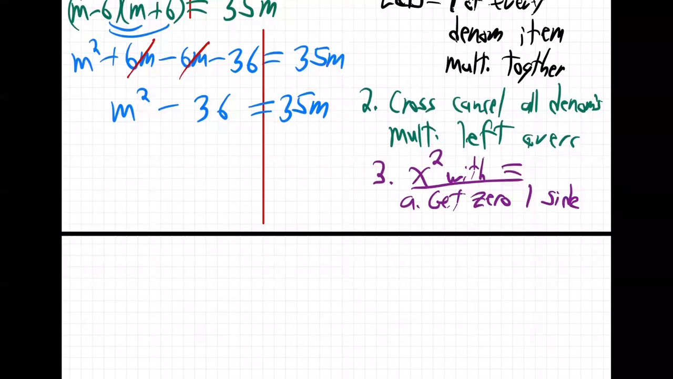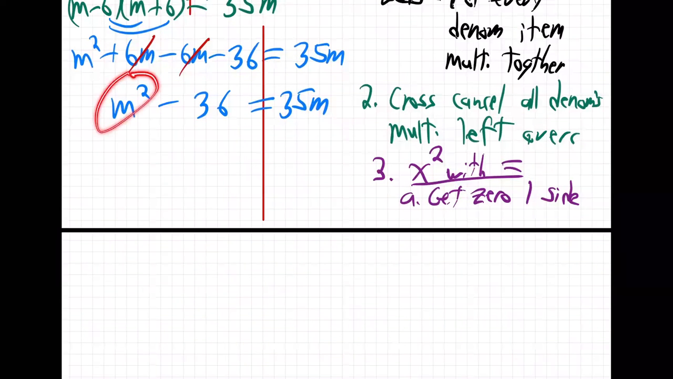We have done it before. So when all of a sudden we have x squared or m squared or whatever with an equal sign, we go into a whole new mode. When you have x squared with an equal sign, step one, you got to get a 0 on one side. So I got to go minus 35m, because I want to make that 0 over there. Whatever you do to one side, you have no choice but to do the same thing to the other.